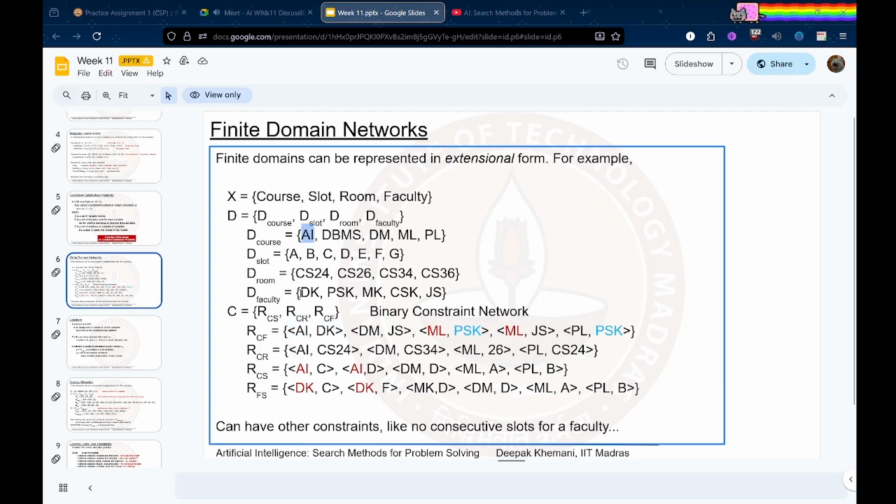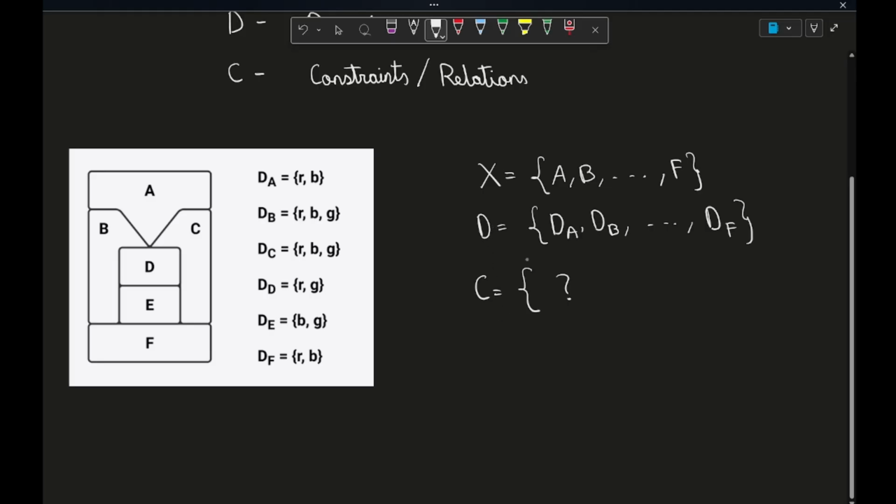AI and DK, because currently we are going over course and faculty. So DMGF again, okay, so these are just course and faculty tuples. These are course and room tuples, these are course and slot tuples, and these are faculty and slot tuples. So we need to write R subscript AB. If we go over this, firstly R subscript AB. So this is our first relation, subscript between A and B.